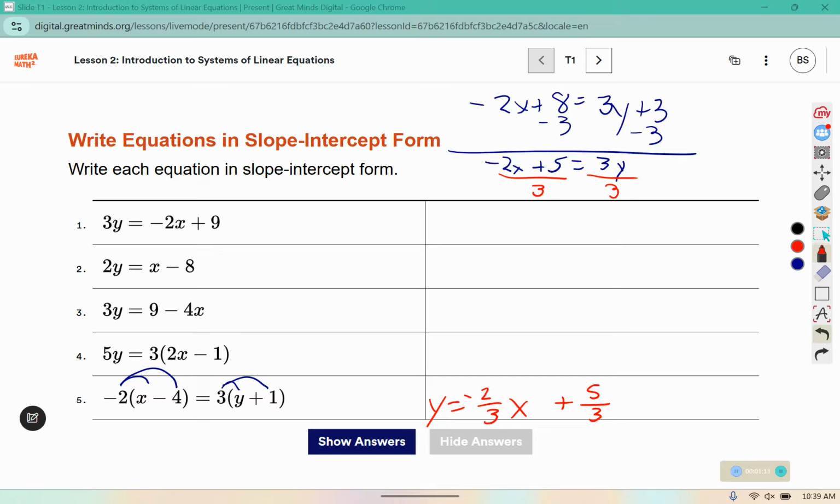Go ahead and solve the remaining for y to rewrite them in slope-intercept form as well.